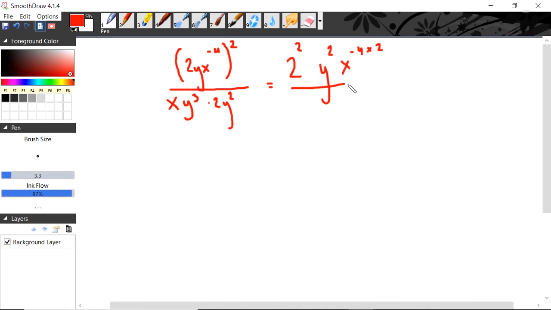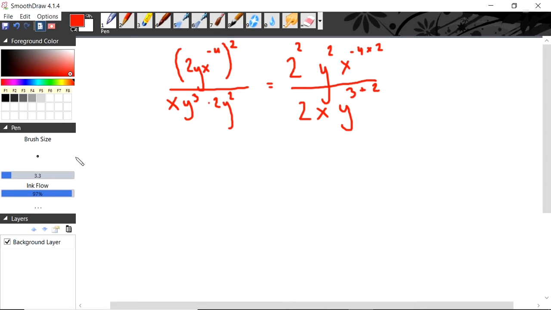And then at the bottom, remember, we're adding these. So x can't combine with anything, so it's going to be 2 in the front. And then it's going to be y, 3 plus 2. And we're adding them because it's multiplying here. We're multiplying these because it's being raised here.